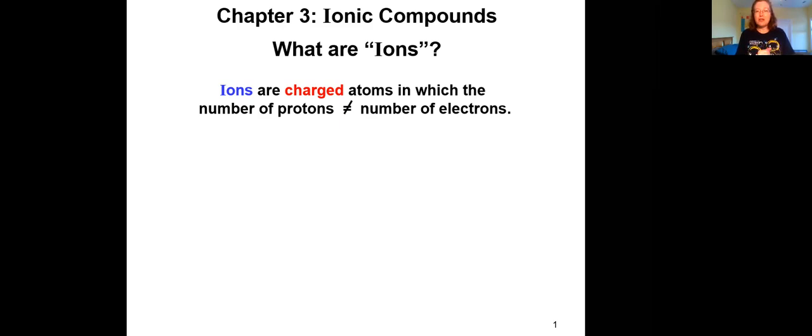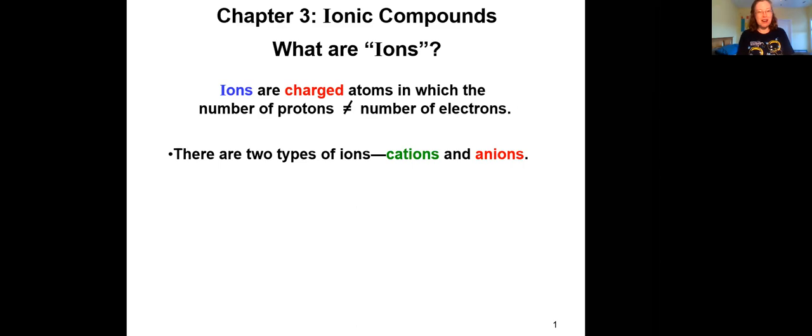But let's say we start playing around with the number of electrons, maybe gaining some or losing some. Then the number of protons will not equal the number of electrons, and the charges will change. It will no longer be the total positive charge canceling out the total negative charge. Now we'll have an imbalance, either more negative or less negative overall.